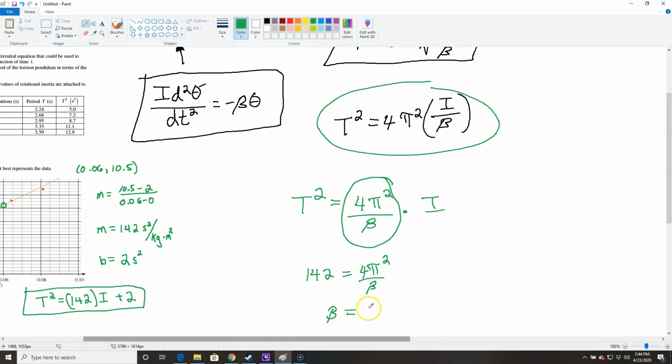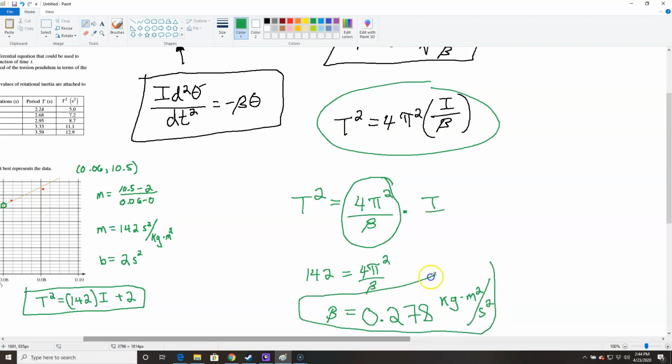Beta turned out for me to be 0.278, and the units for beta are actually going to be the reciprocal of the units for the slope. Remember, this 142 is 142 seconds squared over kilogram meter squared. Pi is dimensionless, 4 is dimensionless. So instead of seconds squared per kilogram meter squared, this would be kilogram meter squared per second squared. That's beta.